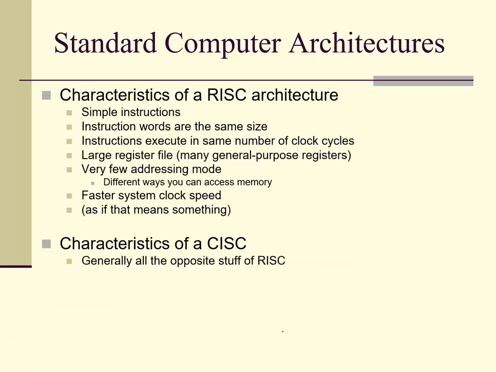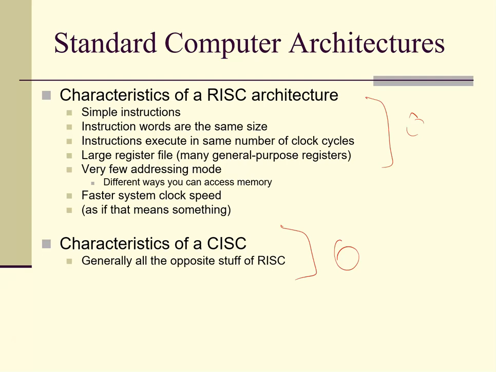It's right there in the name, but there are some characteristics that go with the RISC architecture. Number one, the instructions are relatively simple. You'll see that everything down here is the opposite of everything up here, so keep that in mind. Instruction words in a RISC computer are all the same size. In a CISC computer, some instructions are a different length, and they have to do multiple reads of memory to get those instructions out of memory.